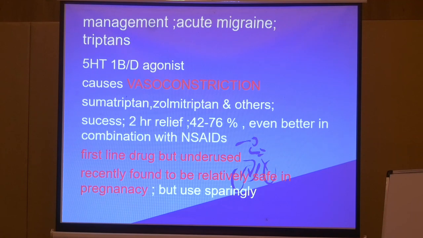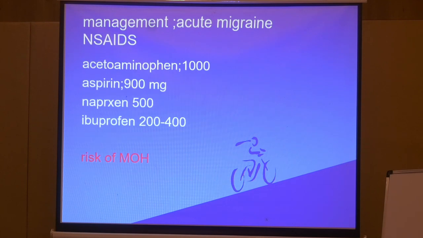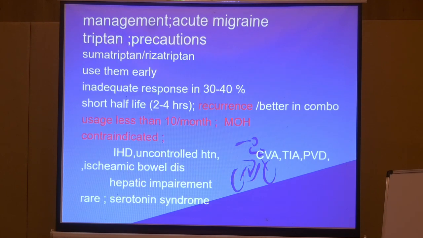But somehow, I feel this drug is underused. Even we as neurophysicians underuse it. But that is wrong. This is probably the best drug we have, and we should be more liberal in using it. And now evidence is coming up that it is even safe in pregnancy, so for acute attacks in pregnancy also. But there are certain points that we should know about triptans. First, they should be used early.